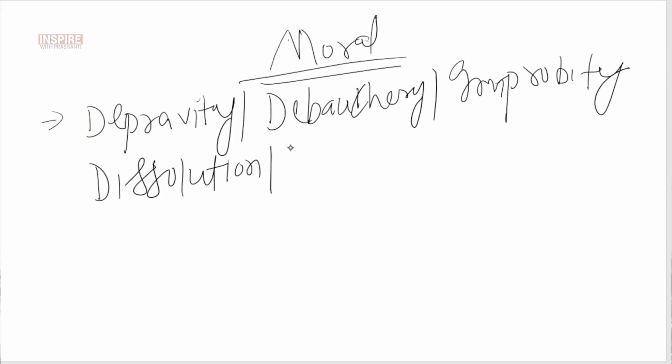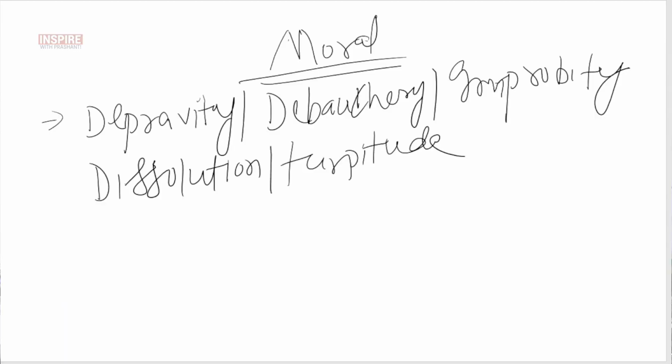Improbity, right? Another important word for all of us is turpitude, right? So when you talk about these words, you have to remember them for when you have lost your moral character and have undergone moral looseness. So remember, depravity, debauchery, improbity, dissolution, and turpitude. Such important words.